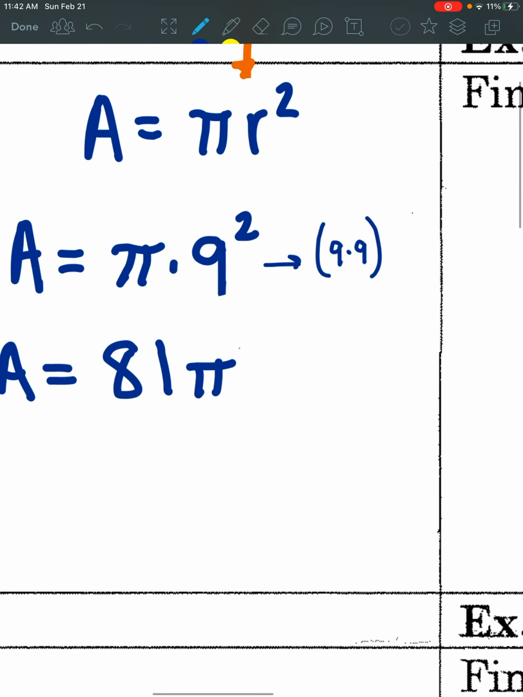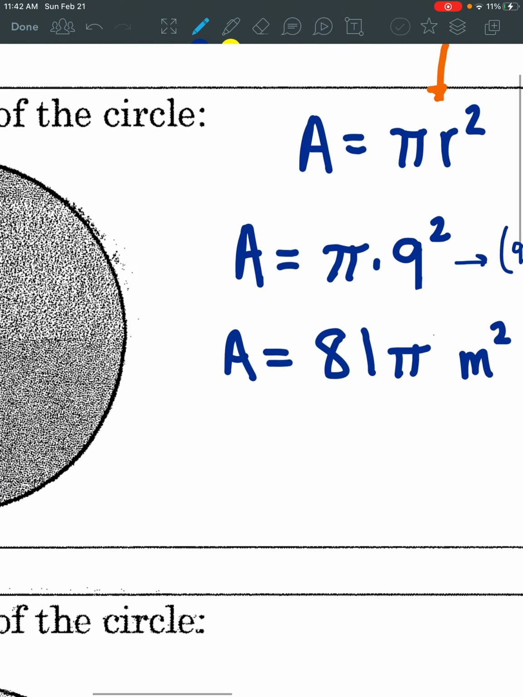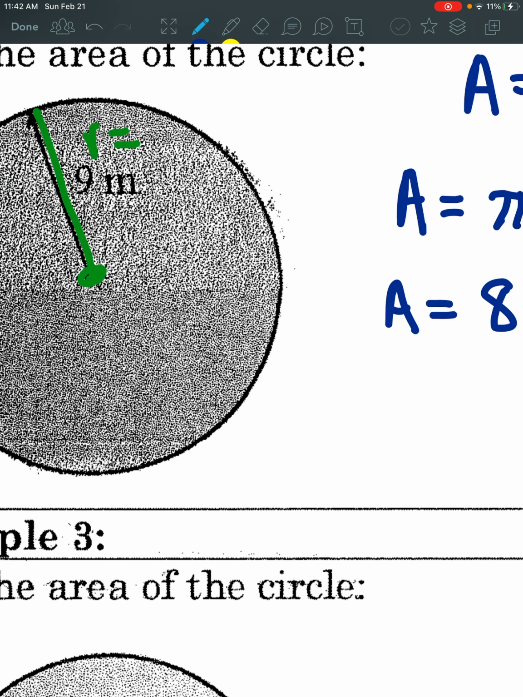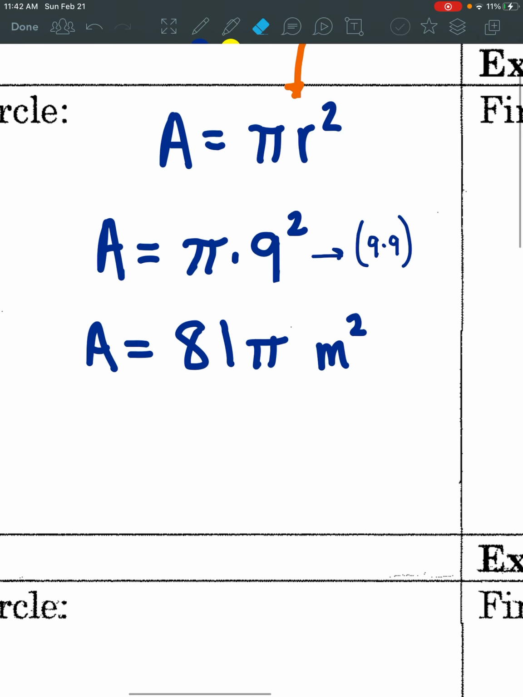Now with area, we have our label meters, but area is squared. So we have little tiny squares, or in this case meters, that fit inside this shaded region. So we have to think about meter squares and how many are fitting inside that shaded region. That's what we're really finding when we are looking at area. So that's why we label our unit squared.